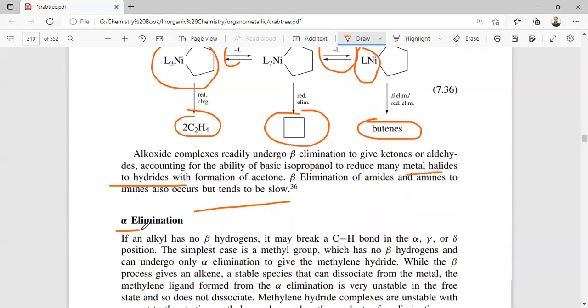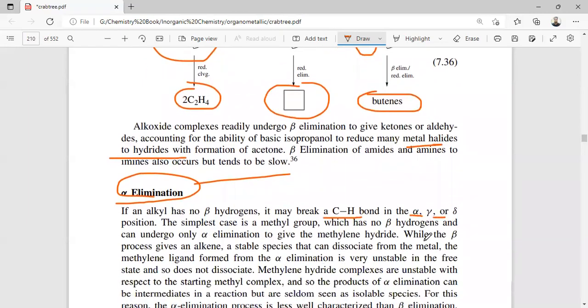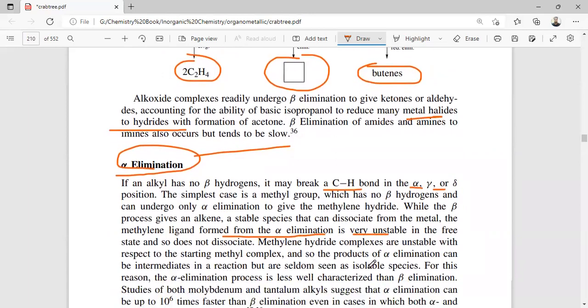Next we will discuss alpha elimination. If an alkyl has no beta hydrogen, it may break the C-H bond at the alpha, gamma or delta position. The simplest case is the methyl group, which has no beta hydrogen and can undergo only alpha elimination to give the methylene hydride. While the beta process gives an alkene, a stable species that can dissociate from the metal, the methylene ligand from alpha elimination is very unstable in the free state, so it does not dissociate. So methylene hydride complexes are unstable with respect to the starting methyl complex, so the product of alpha elimination can be an intermediate in reactions but is seldom seen as an isolable species.